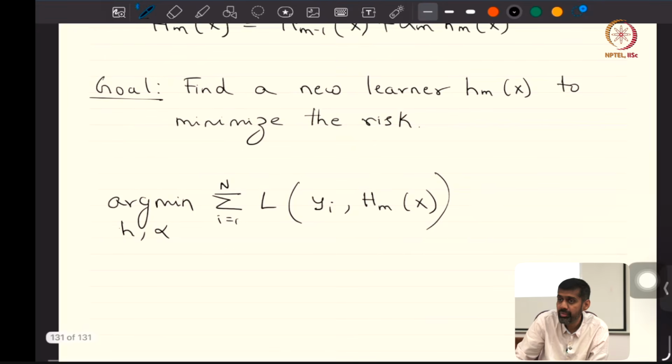Is it all right? Mathematically, this is what we need to do at every step. At every iteration, we will have to ensure that this will happen. Please understand the objective properly, because the rest is all algebra. But is this all right?